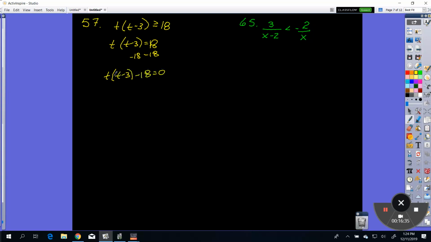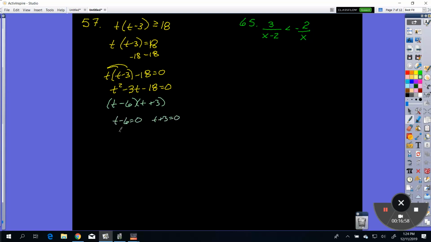Well, that doesn't look very good. But if you think about it, if I distribute, I now get t squared minus 3t minus 18. That looks more familiar with the problems you know how to do. So now you can factor that to t minus 6 and t plus 3. So now I set each of those equal to 0.